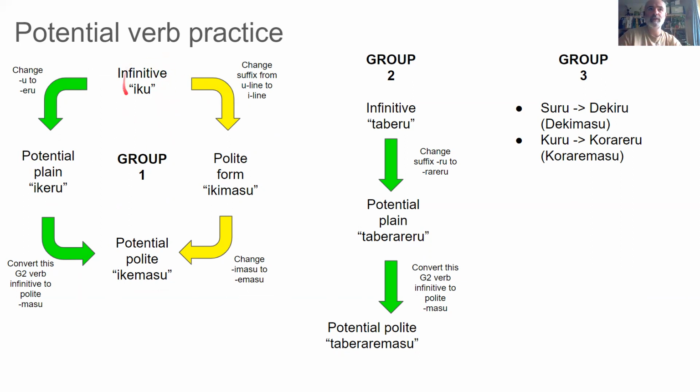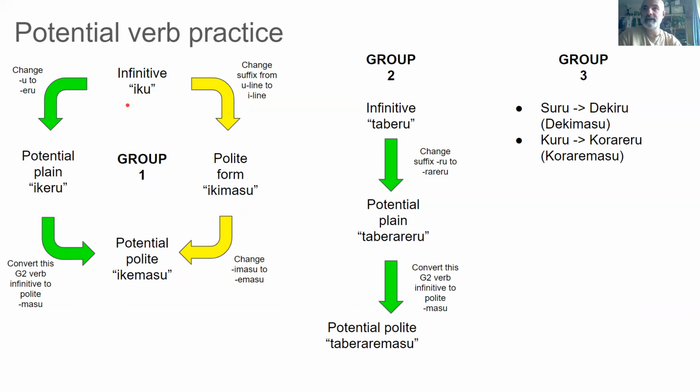But starting with the infinitive iku, change the suffix of the u to i to make the mas form first, ikimasu. This is the standard way of converting the infinitive to the polite way. And then replace the imas here with emas. So it goes from iku to ikimasu to ikemasu.